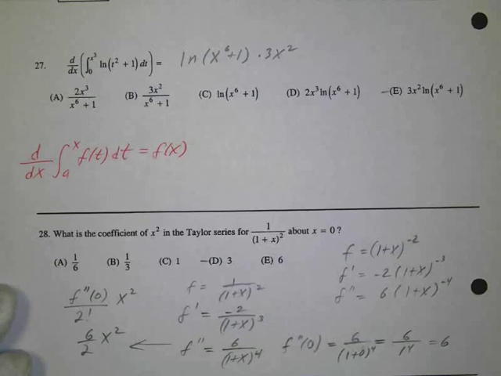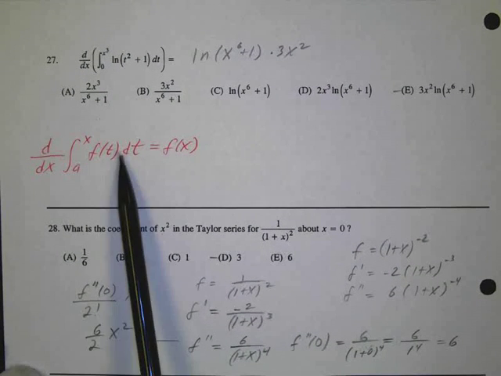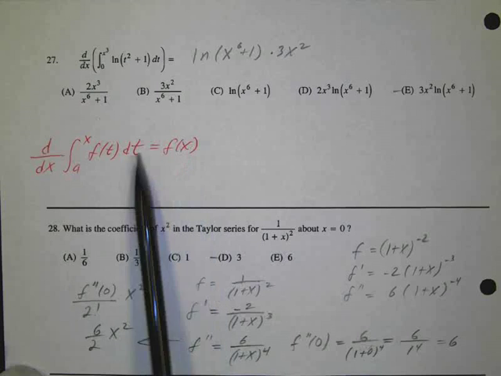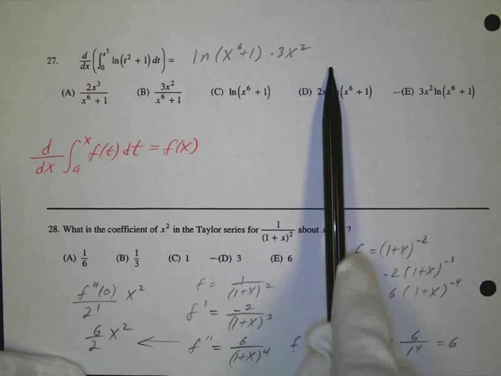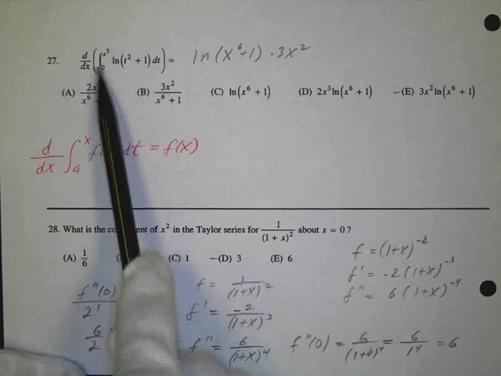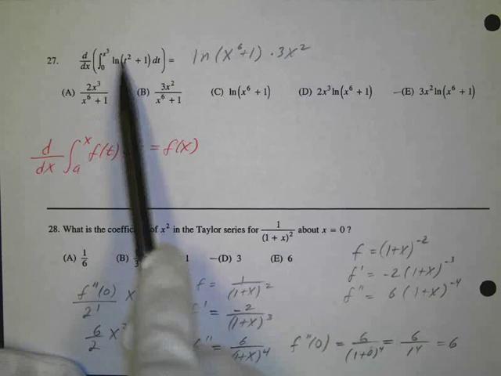And number 27, good old fundamental theorem of calculus. The derivative of the integral is equal to just the value of the function. This is the dummy variable, and this is what we've got over here. So the derivative of the integral, every time I see a t, I'm going to put an x cubed.